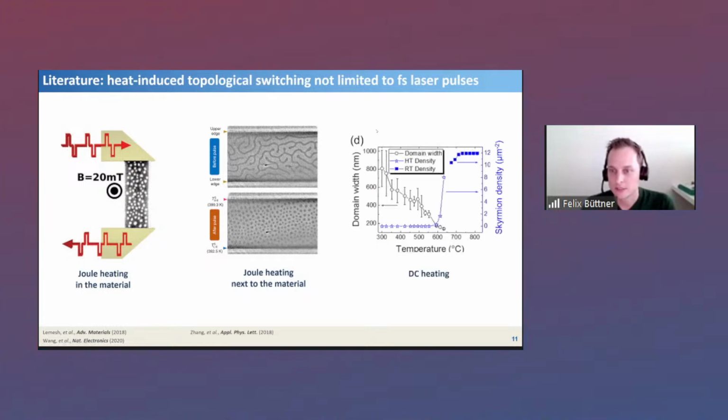This is on a very slow time scale in a TEM experiment, where they heated a sample statically above a critical temperature, and then cooled down. And what they see is when they actually exceed the temperature, in this case 650 degrees Celsius, they come back to a high density of skyrmions. If they heat slightly below that temperature, they get to a state with very low skyrmion density.